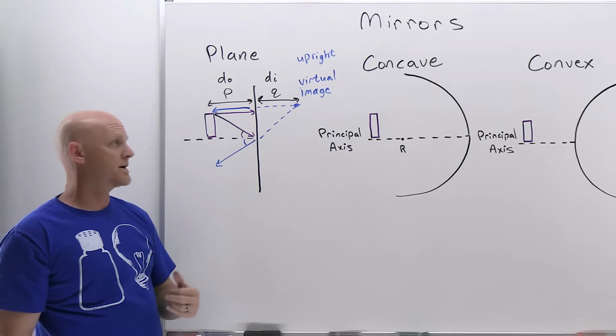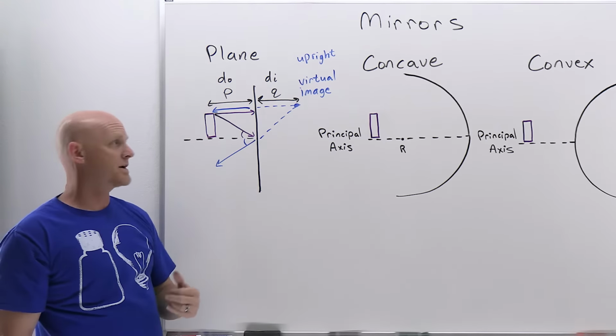Now, one thing to note, and you've probably noticed this every time you look in the mirror, is there's this left-right reversal. If you're standing in front of a mirror and you raise up your left hand, in the mirror it looks like the person staring back at you is actually raising up their right hand, and so on and so forth. So again, it's still an upright image. There's no top-bottom reversal, if you will, but there is a left-right reversal for a plane mirror.